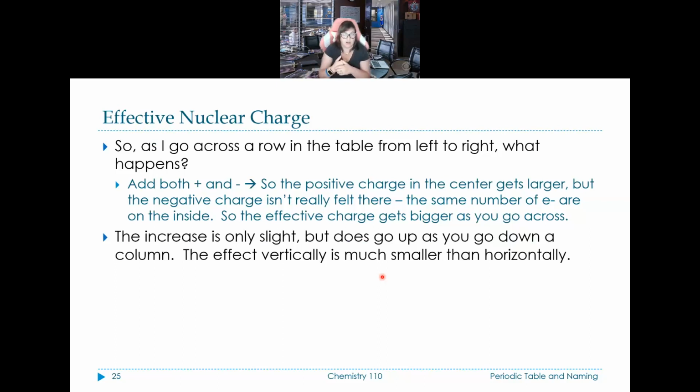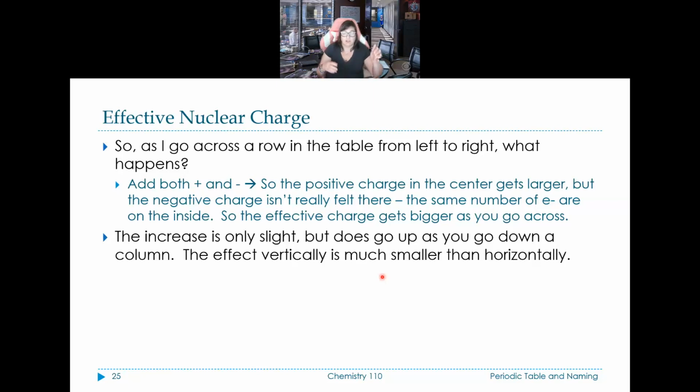So the effective charge of that nucleus gets bigger as you go across. So the nucleus looks like it's a bigger charge as I go across the table than it actually is going to be. So that's effective nuclear charge. The increase is only slight, but as you go down a column, that's going to happen, and the effect vertically is much smaller than horizontally.